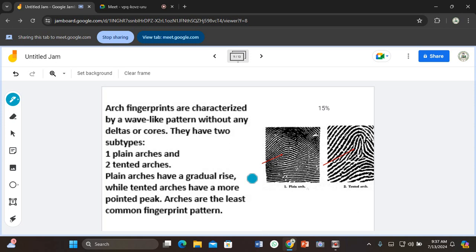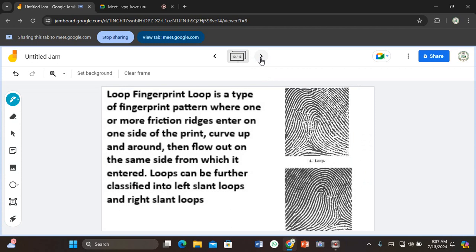And we said they are divided into two: you have plain arches and tented arches. So let's move further. We also say that loop fingerprints are the type of fingerprint pattern where one or more frictionless ridges enter one side of the print and curve up and around, then flow out on the same side.